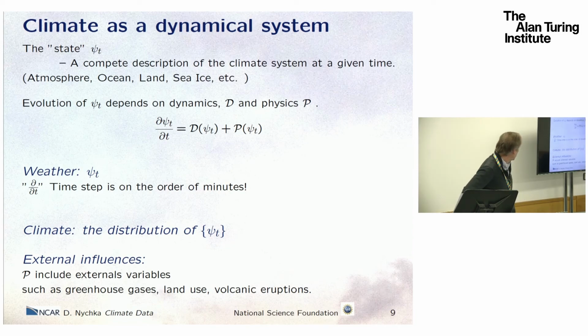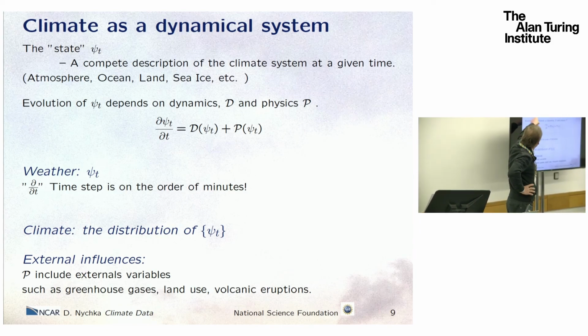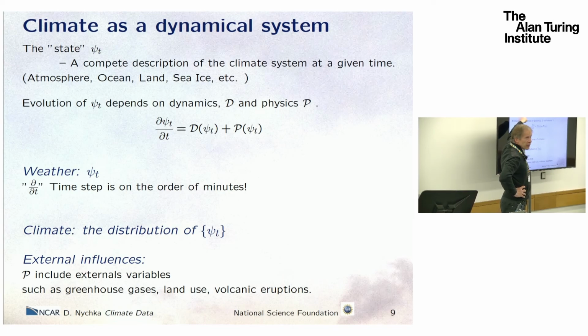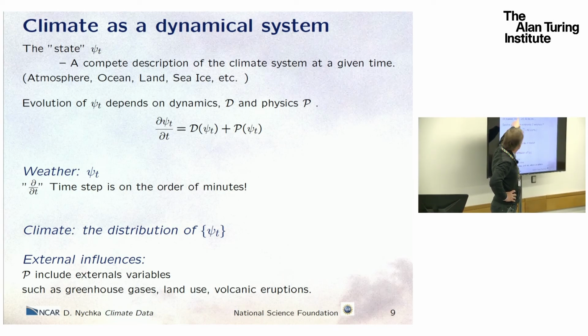Okay, well, we are at the Alan Turing Institute, so I wanted to abstract this a little bit in terms of mathematics too. So really, the other way to think about a climate model is it's simply a dynamical system. We take a state, and this would be a vector that's very big. It would typically have millions of components, but we don't have to worry about that. We're doing mathematics here.